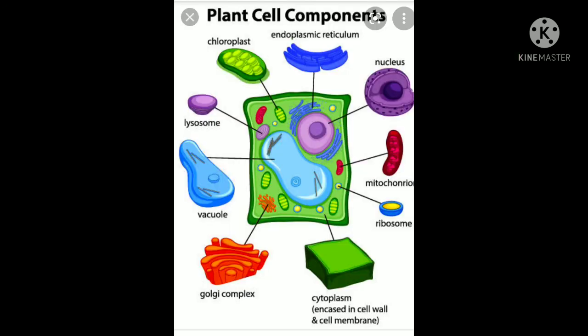This is an example of plant eukaryotic cells. The cell components are mitochondria, lysosomes, Golgi body, plastids, and all the cell organelles in plant cells. These cell organelles will be explained in the next video.